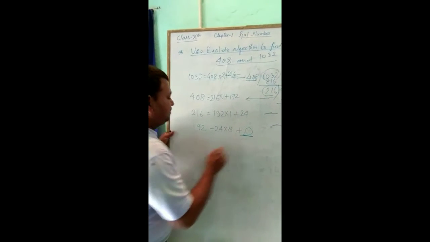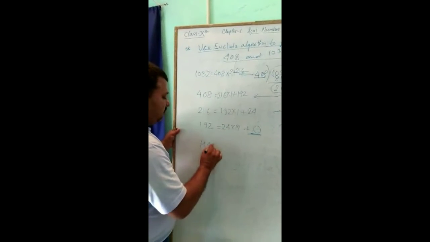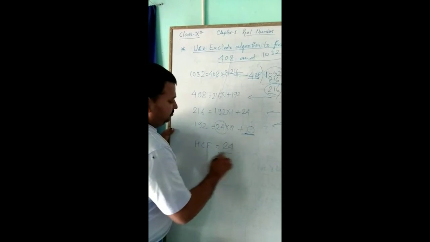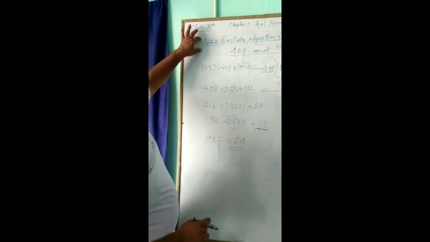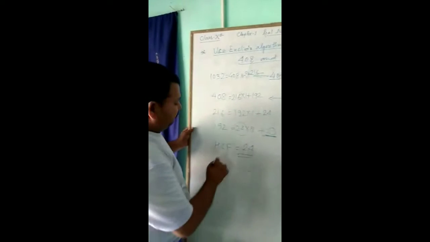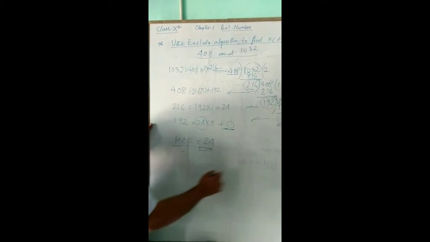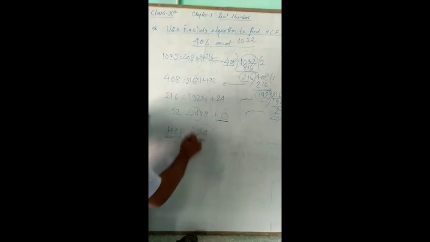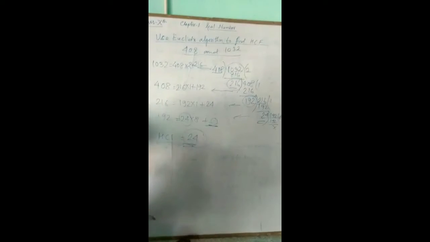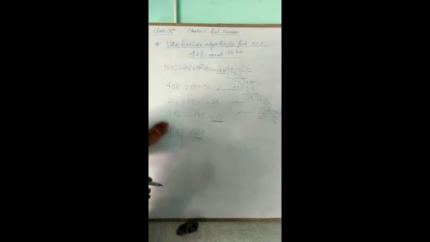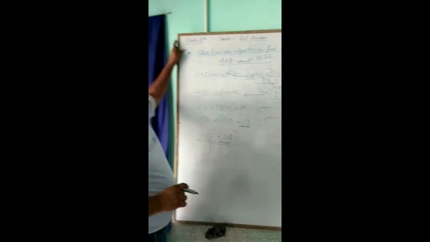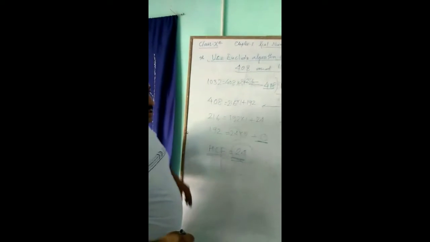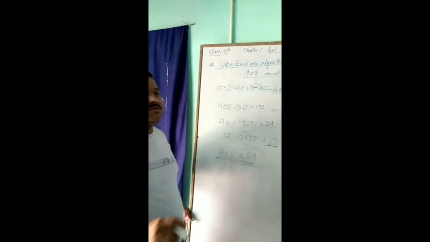Now we can say that the HCF is equal to 24. So by using Euclid's algorithm, we can find it by this process. It is clear that the HCF is 24. According to that process, if any two numbers are given, we can use Euclid's algorithm to find out the HCF.